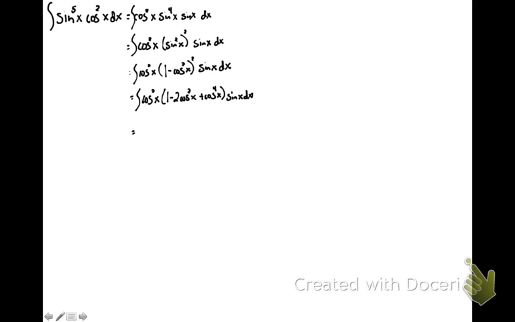Again, I can now distribute in cosine squared. This becomes the integral of cosine squared x, and I'll distribute in sine of x, minus 2 cosine to the fourth x sine of x, plus cosine to the sixth x sine of x dx. This is good because everything has the parts that I need.